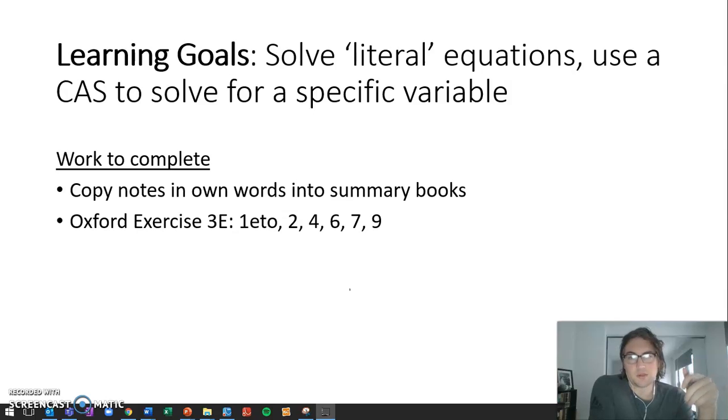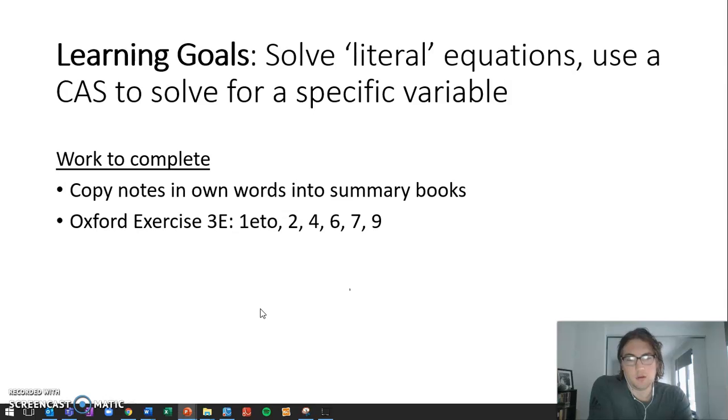The work you need to complete is copy down some notes. Remember, you should always be summarising something like this in your own words. Don't just take it from me verbatim, as that's the way you understand it, in your own words in your summary book. And then Oxford exercise 3E, those questions just there.